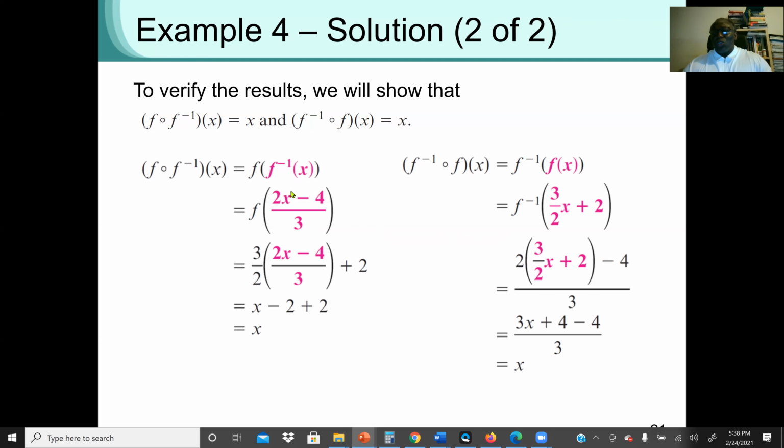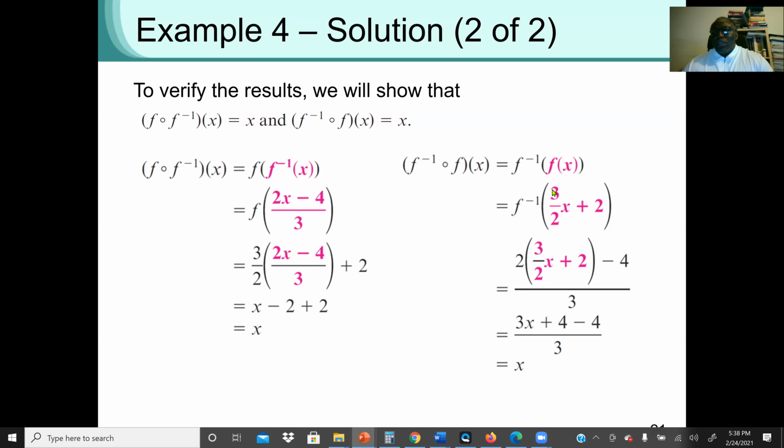So here, since we know that the inverse of f is (2x - 4)/3, anywhere we see x in the function, we'll replace it with that value. Remember, our function is (3/2)x + 2. So the x, we replace it with the inverse of the function, which is (2x - 4)/3. We do the calculations here. Our final answer will be x.